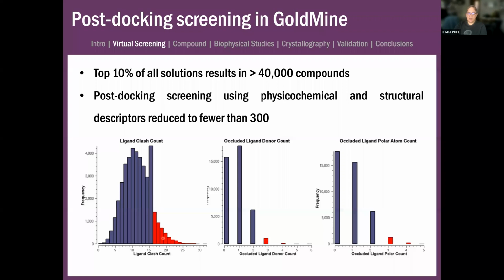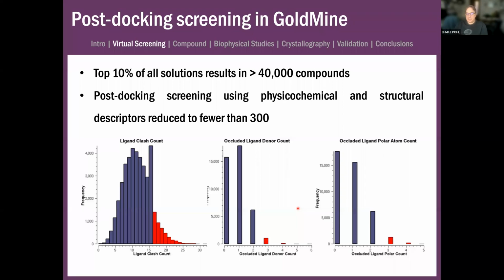And basically, we can say, okay, we only take the ones that have the lowest ligand clash count. So all of the compounds that have a large number of clashes, we take them out. And then we can look at the hydrogen bond donors. And again, the ones that don't satisfy the hydrogen bond donors, we take them out, and so on and so on. What is important is that we have about 20 of those descriptors, and we have to use all of them in order to come down to reasonable numbers.